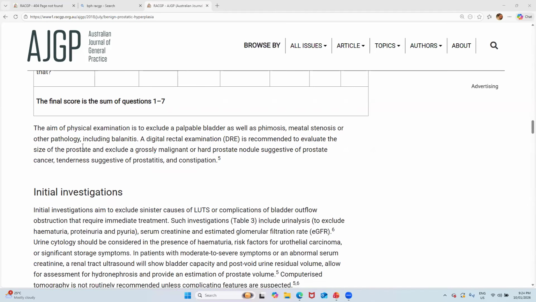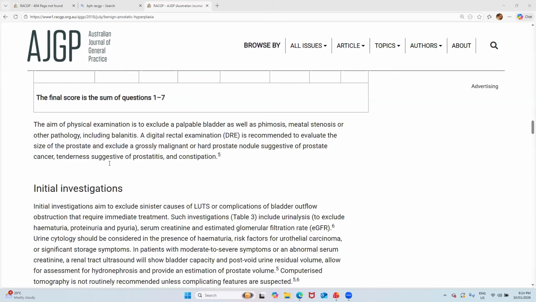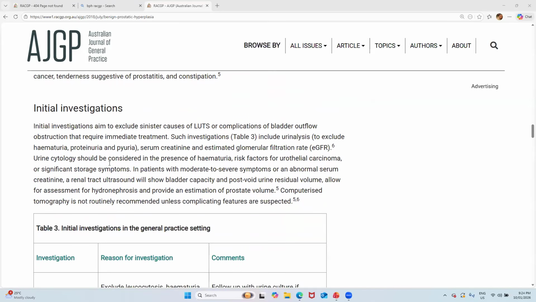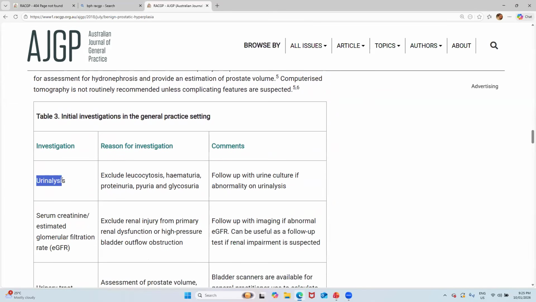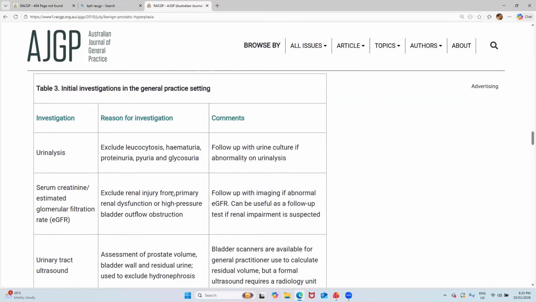Prostate cancer is very nodular, prostatitis is tender, and constipation can also lead to lower urinary tract problems. Now, investigation for BPH, very important for your exams. First, the initial investigation is urine analysis to rule out infection, hematuria, or glycosuria that can cause lower urinary tract symptoms.